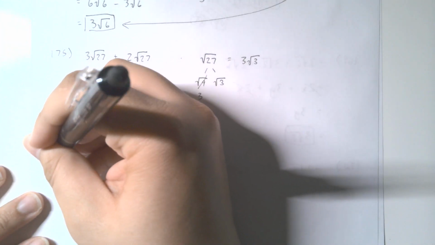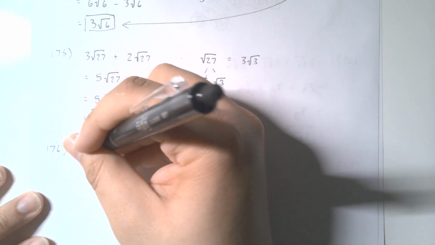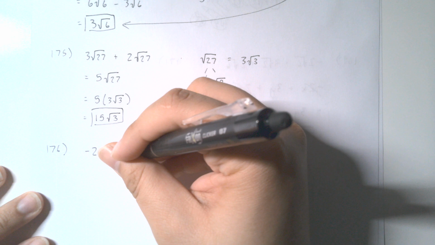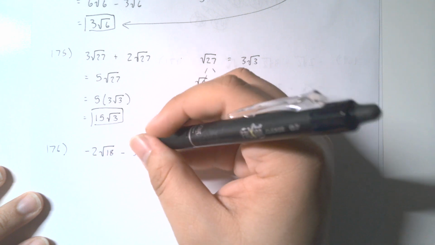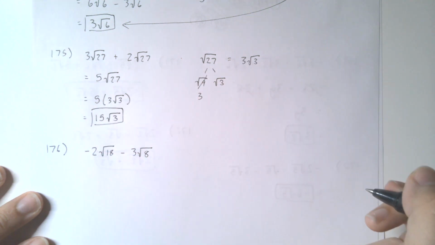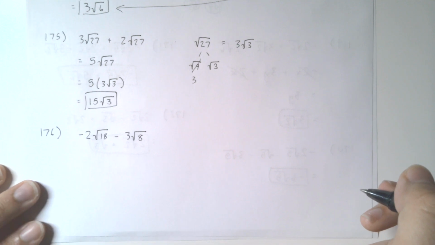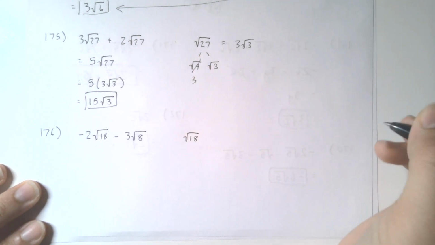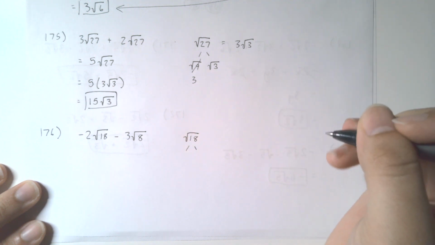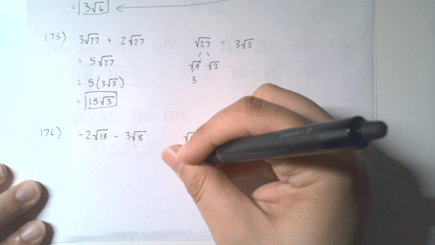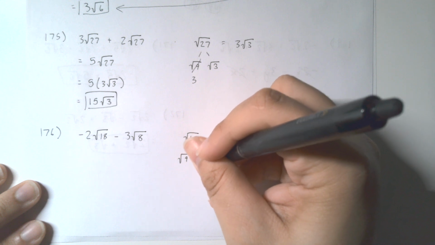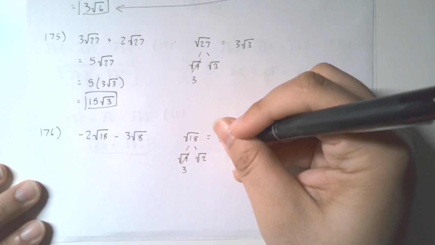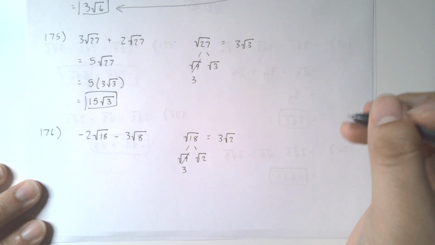For number 176, we have negative 2 square root of 18 minus 3 square root of 8. So we can't combine these yet. So let's make factor trees. Square root of 18, biggest perfect square we can divide that by is 9. So we have square root of 9 times the square root of 2. The square root of 9 is 3. So we have 3 square root of 2.